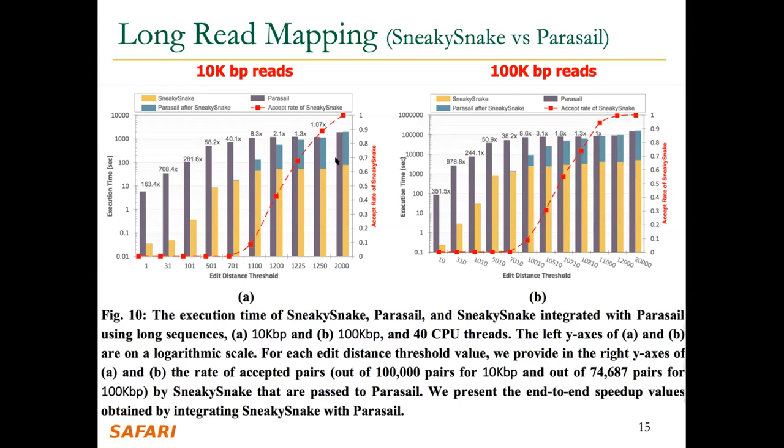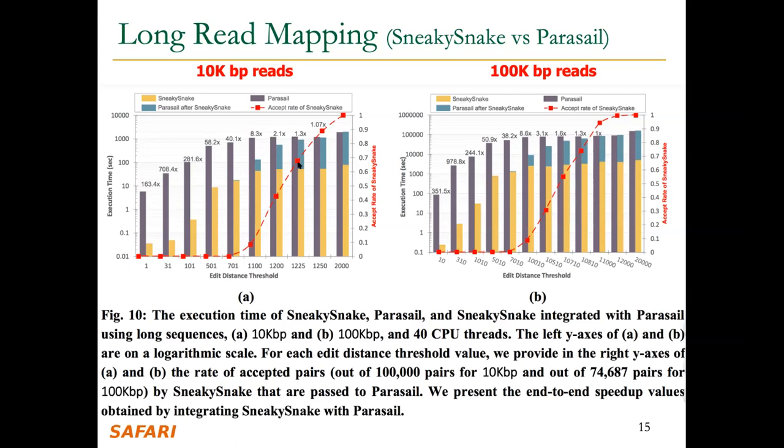All right. So yeah, as I said, the yellow is SneakySnake only. The gray is Parasail, and the green is Parasail operating over the accepted pairs by SneakySnake. It depends on the data, but it looks like most of the data have edits of more than 700, because here Parasail barely operates on anything, but after that you start to see some execution time for Parasail after SneakySnake, which are the green bars. It means there are some pairs accepted by SneakySnake. That's why we see some execution time, and you can see the speedup.